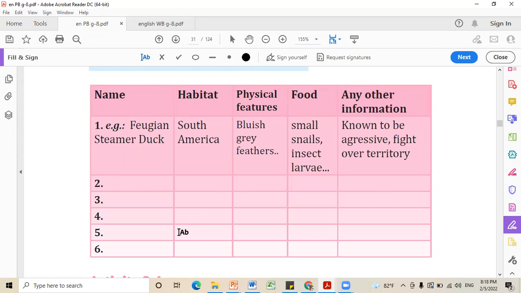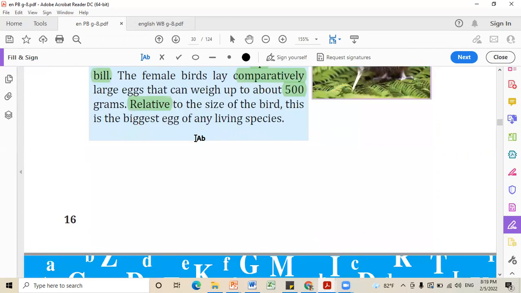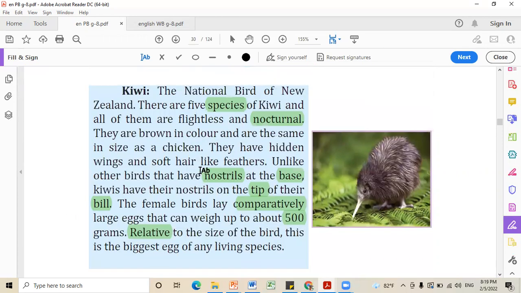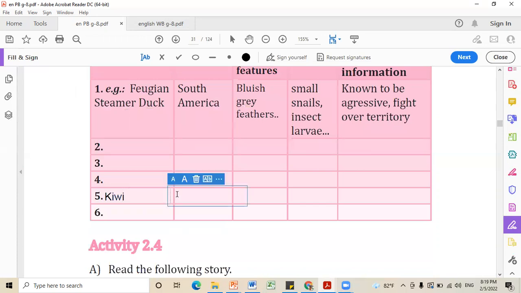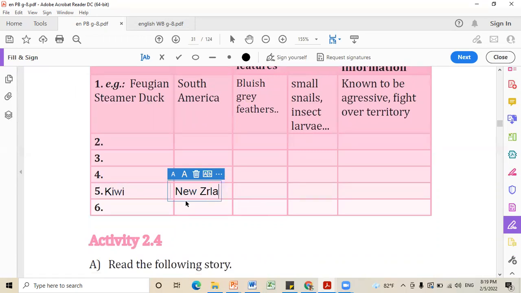Yes, teacher. So we are now filling this table for the kiwi, right? For kiwi, can you let me know where is the habitat? Habitat means where these animals live. We need to write where the kiwi lives. Can you find the information? We have the information here. Can you find where they live and tell me? New Zealand. Yes, exactly. So the habitat would be New Zealand, right?